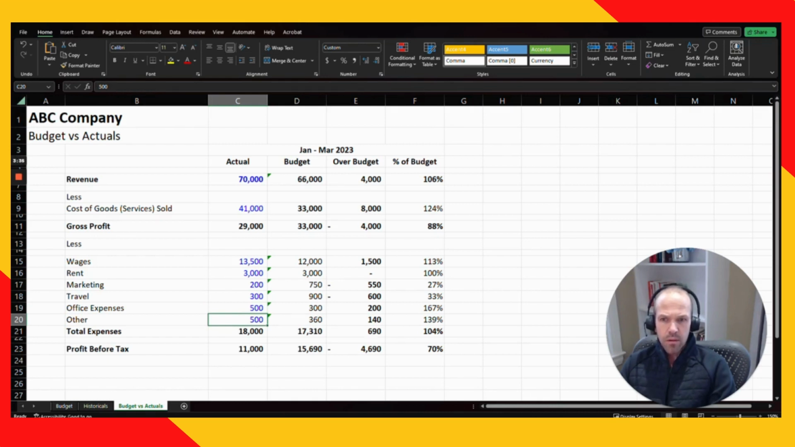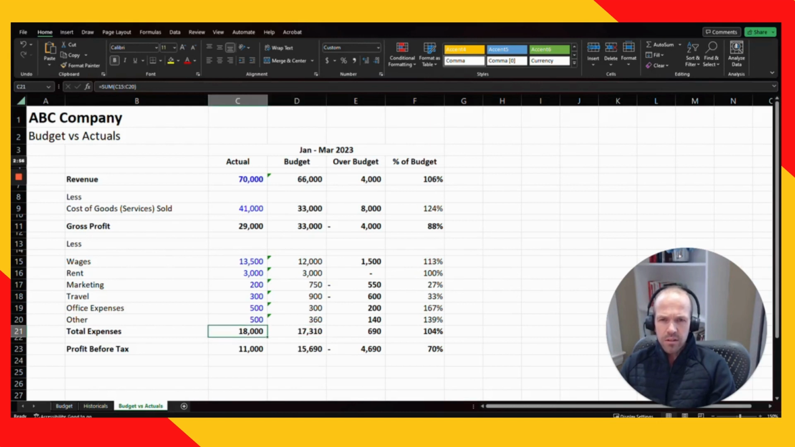So what does that mean? When you add up all of those expenses, you get to total expenses of 18,000. And if you take that 18,000 from the 29,000 of gross profit, you get profit before tax of 11,000. And so there's a bit of a concern here, right? So not only are we over on revenue, we're quite a lot over on cost of goods sold, which means we're under pretty significantly on gross profit. We're also over on total expenses as well. Not by much, not too concerning, but enough that you should be really asking some of those questions we said.